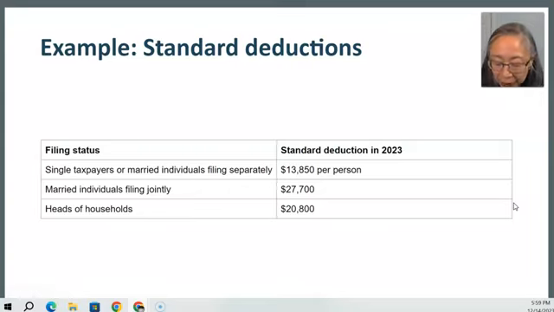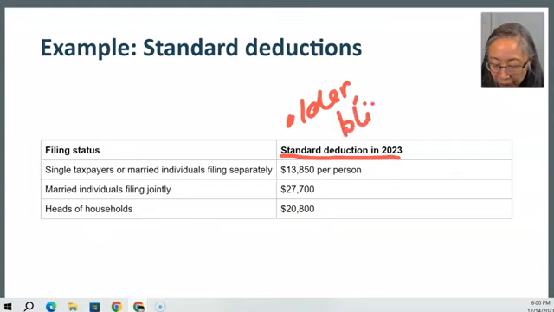Head of household, again, is a higher standard deduction at $20,800, primarily because as head of household, you have more expenses, so you get a higher standard deduction. It's important to note that the standard deduction amount is also different if you are older or if you are blind. So if you meet those special cases, your standard deduction amount will be higher. So again, look up the actual amount every single tax year.